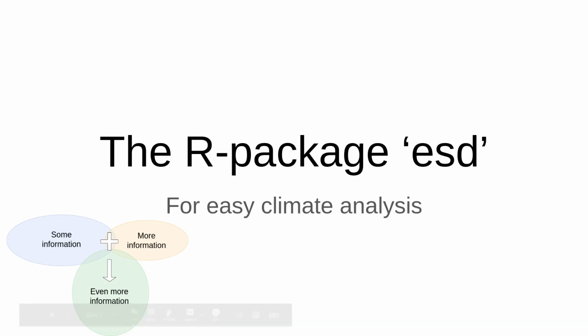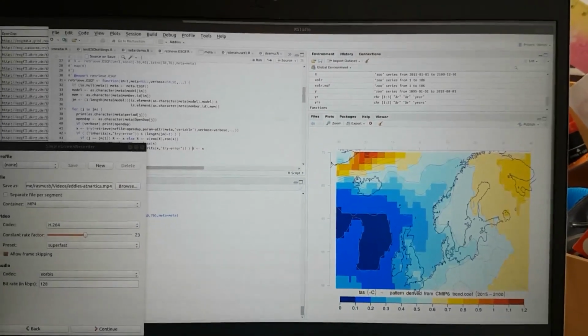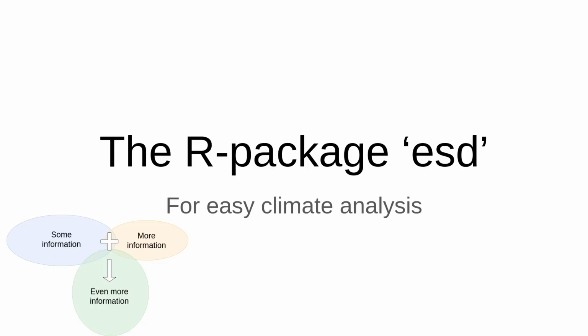So the R package ESD started off as a package to carry out empirical statistical downscaling, but the empirical statistical downscaling also implies a lot of data handling, processing and pre-processing, and also climate analysis. So we wanted to make this a generic tool and also very flexible. So in the end, it ended up as extreme simple data. And it's meant to make climate analysis much easier and faster for people.